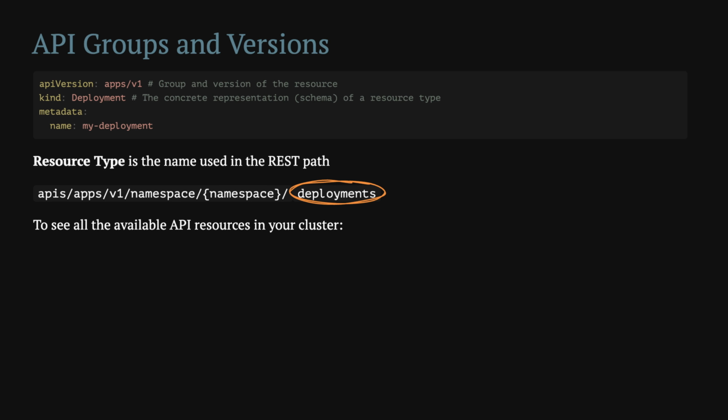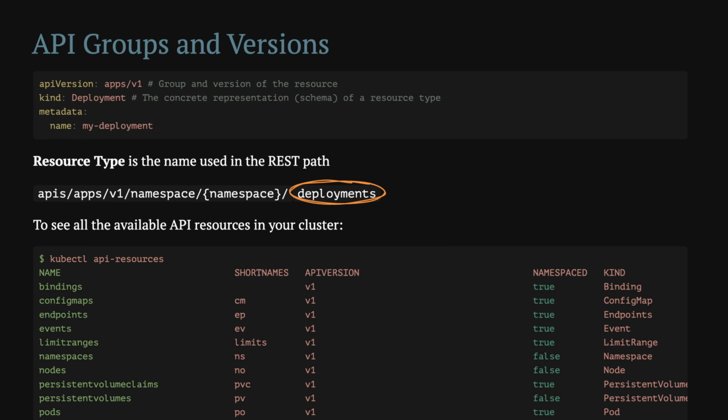To see all the available API resources in your cluster, you can use the kubectl api-resources command. This command lists all the resources, their short names, API versions, whether they are namespaced, and their kind.